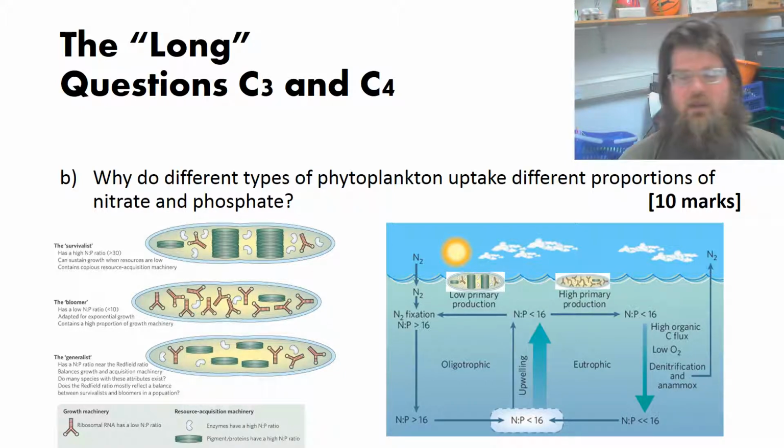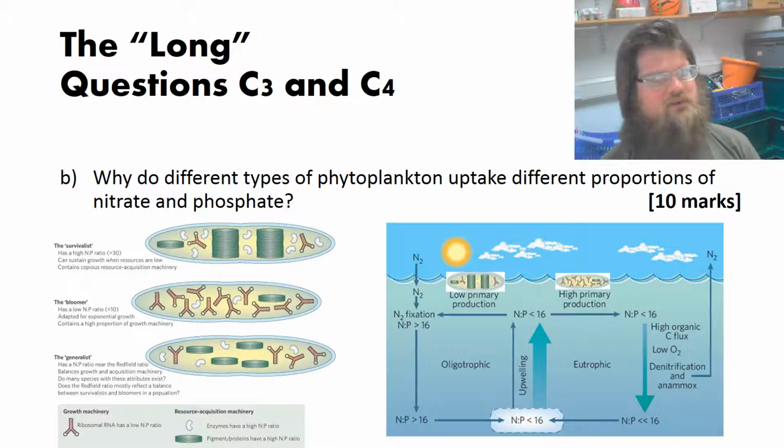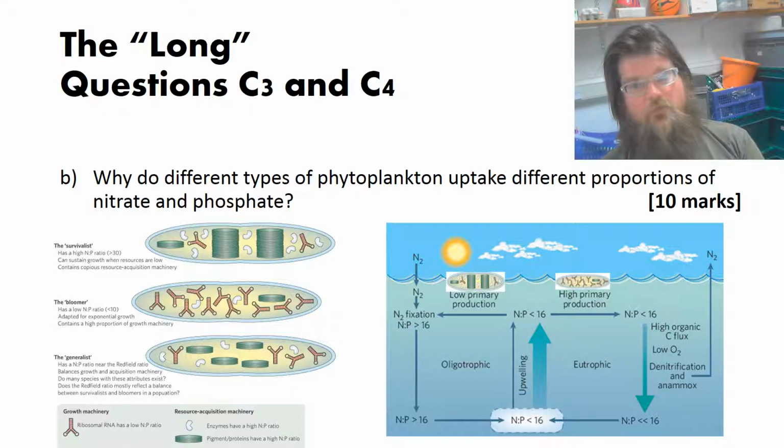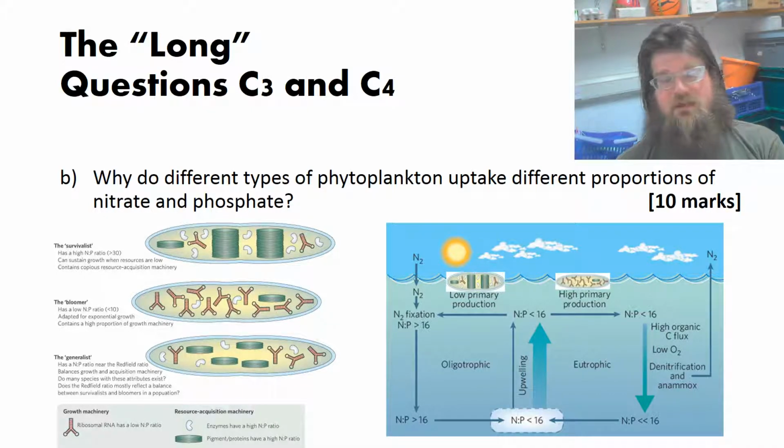So they might have lots of pigments or things like that, and those molecules have more nitrogen than phosphorus. You could be an organism that lives in an environment where there are lots of nutrients. So the thing that makes you competitive in the evolutionary race is the ability to reproduce quickly. So you might have lots of DNA and RNA type molecules to enable you to reproduce super fast, and those might be more rich in phosphorus. So you might have a lower N to P ratio.